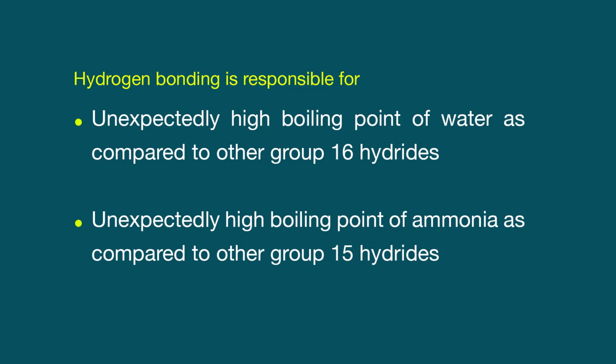Water and ammonia are examples of other compounds that show association through extensive hydrogen bonding. Hydrogen bonding is in fact responsible for the unexpectedly high boiling point of water as compared to other group 16 hydrides and that of ammonia as compared to other group 15 hydrides.